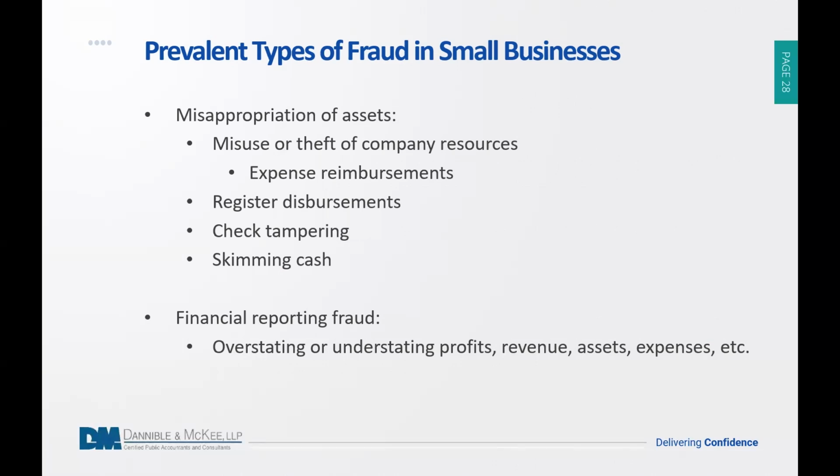And then again, financial reporting fraud, overstating or understating profits, revenue, assets, expenses based on kind of what the demand is, right? If they're concerned about hitting their sales targets, is there a timing difference that can be manipulated to make profits look larger, make sales look better, or make expenses look smaller? So that way the gross margin's bigger. Financial reporting fraud is also a big one to look out for.